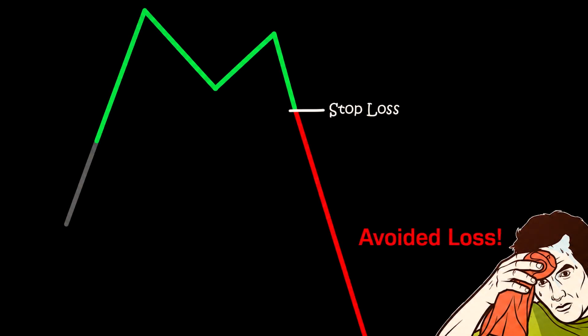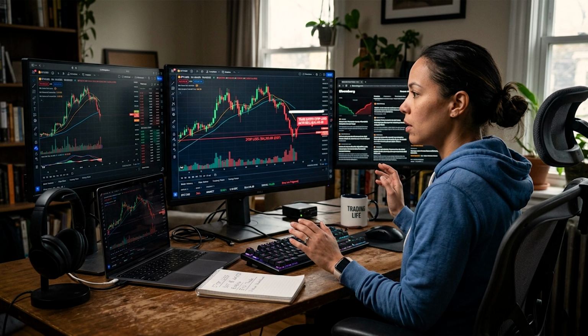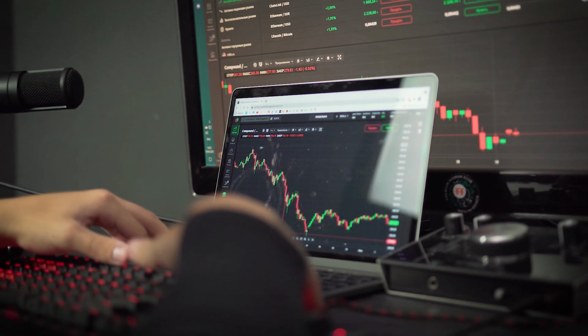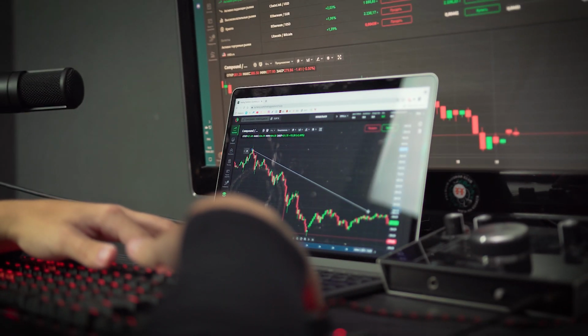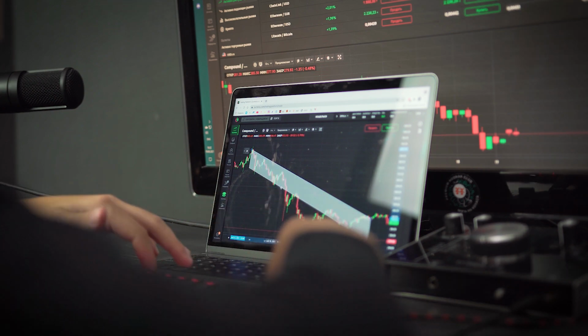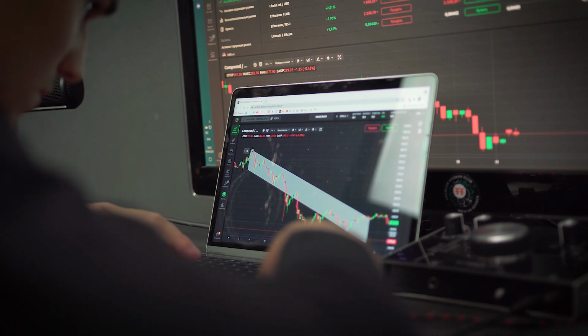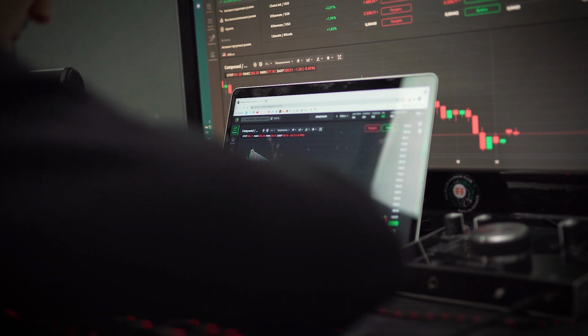A common mistake beginners make is trading without a stop loss. A stop loss automatically exits a trade if the price moves against you. Another mistake is chasing stocks after they've already made a huge move. Instead, wait for clear setups and stick to your trading plan.